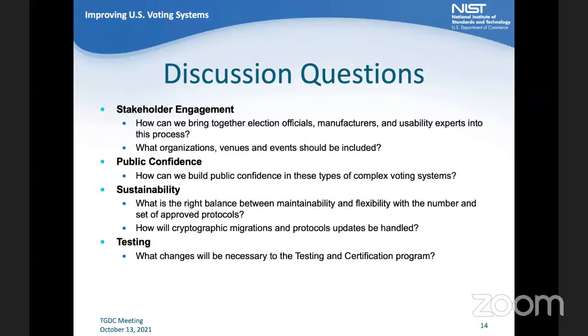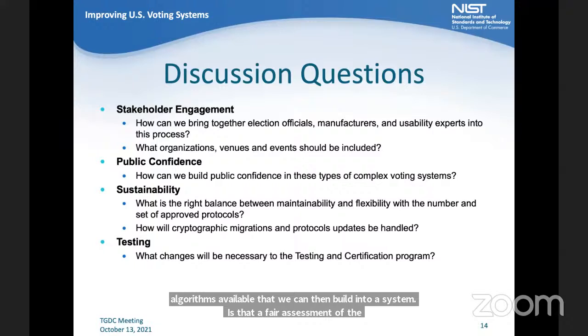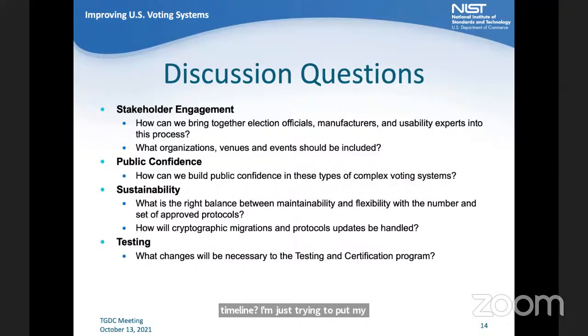Well, thank you. Just a quick question from a practical standpoint of building an E2E system: we're really looking probably 4 to 5 years out before we even have the algorithms available that we can then build into a system. Is that a fair assessment of the timeline? I'm just trying to put my R&D timeline into place for this sort of thing. And I really appreciate that we're starting it now, and I appreciate the work that's going to happen first. But is that essentially true?